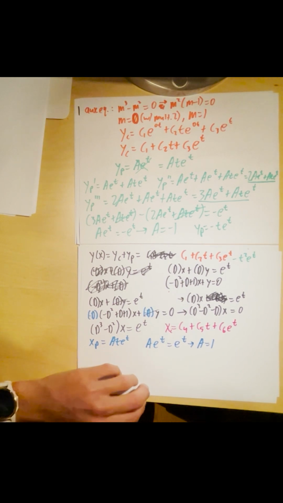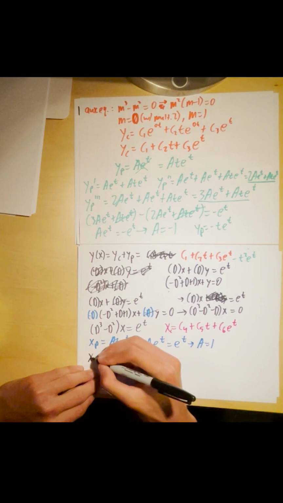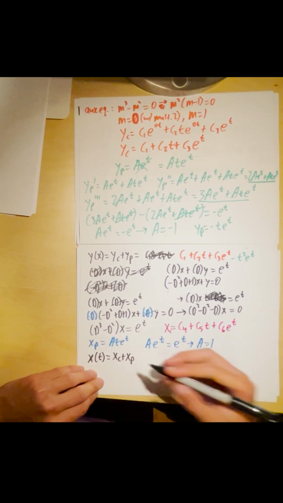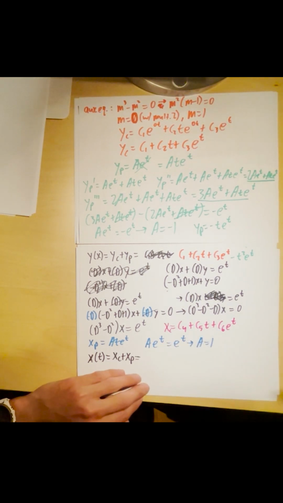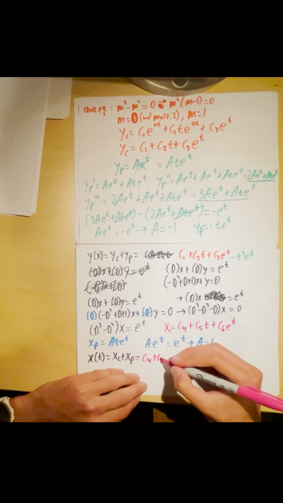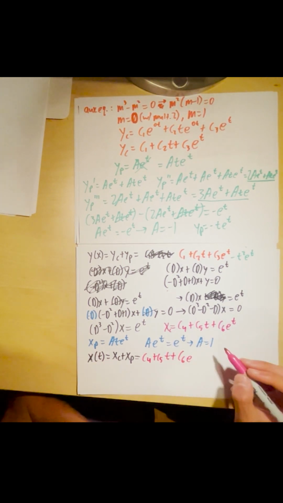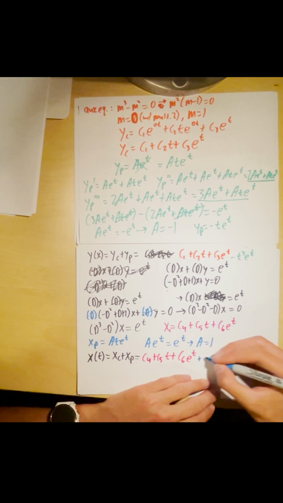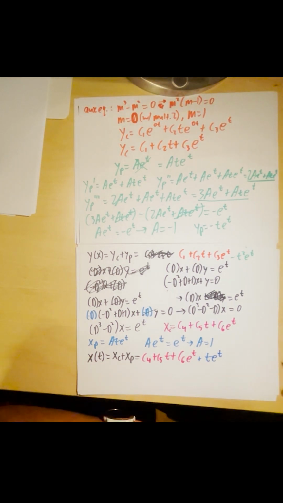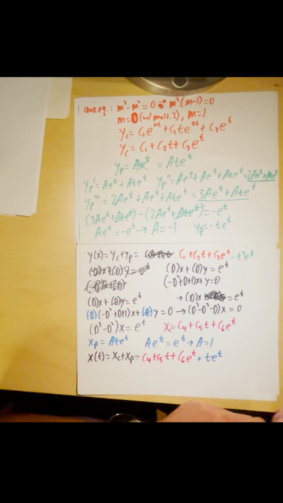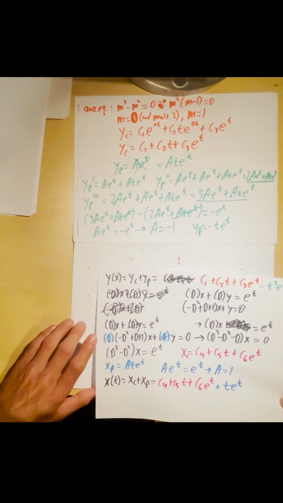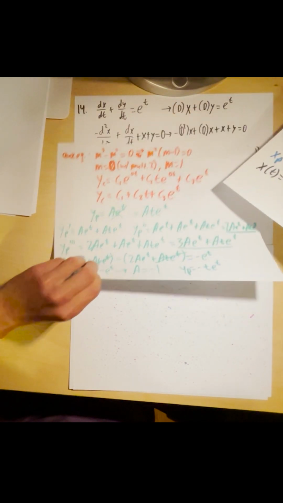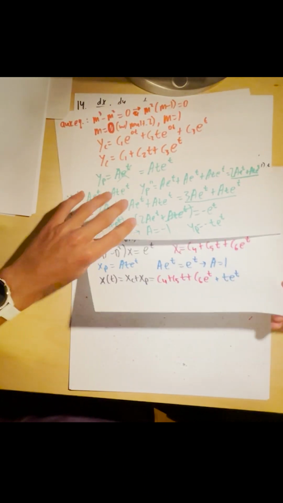So now we can make our general solution for x pretty easily. It'll just be c4 plus c5 t plus c6 e to the t plus this t e to the t term on the end. And now we have to find the relationship between all the terms in this equation.